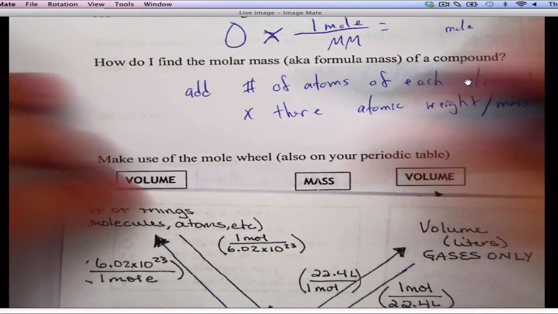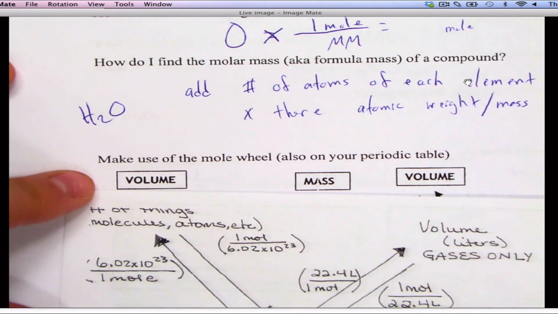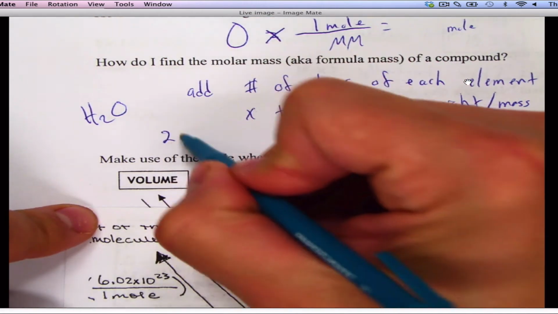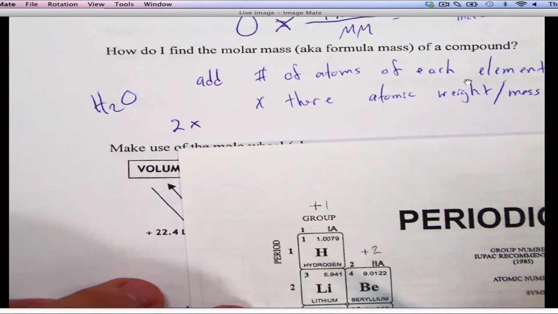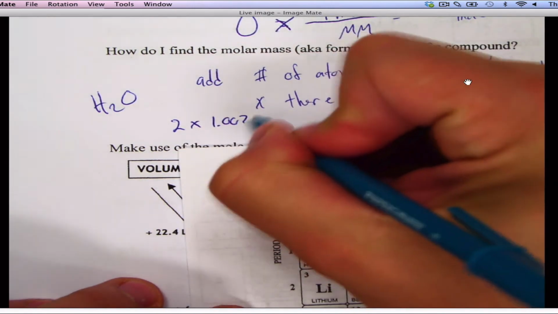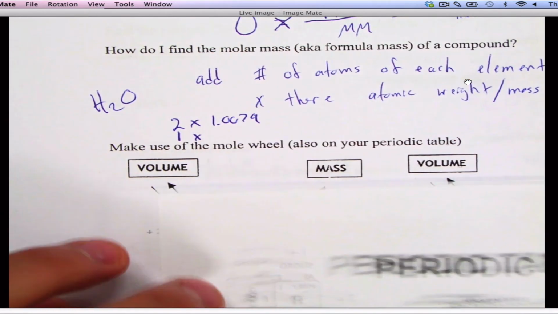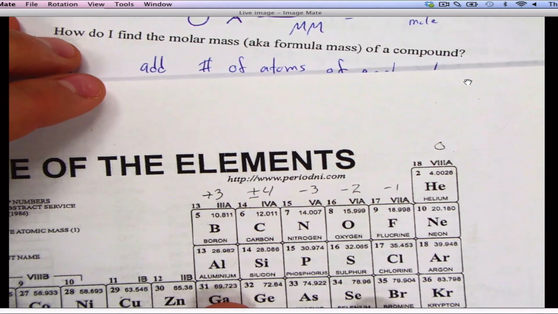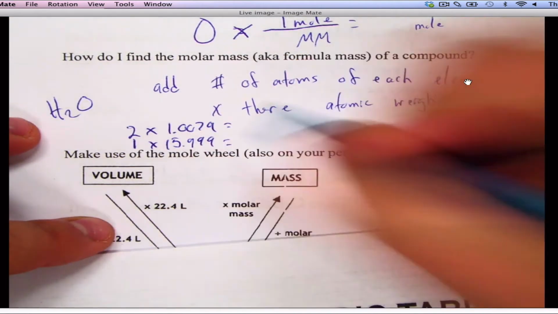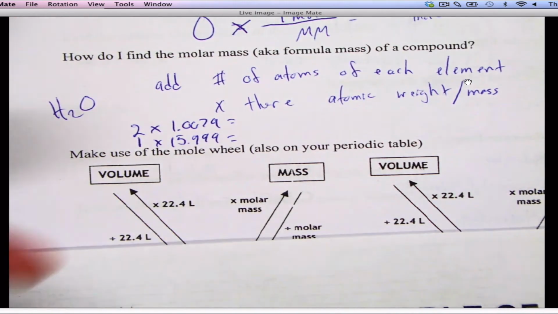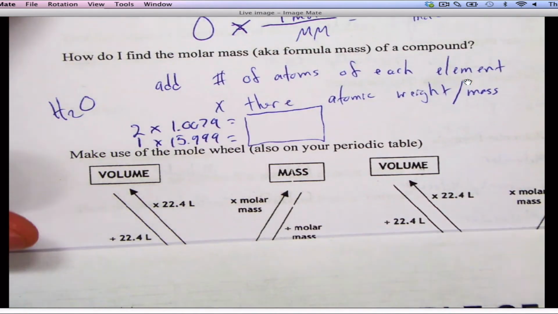So for example, let's say I had H2O. 2 hydrogens, so I'd go 2 times whatever hydrogen weighs, which if you look on the periodic table, hydrogen weighs 1.0079. Then I have 1 oxygen, 1 times whatever oxygen is. Let's see what we got over here. Oxygen is 15.999. You do those calculations, and these answers added together will be what we should get.